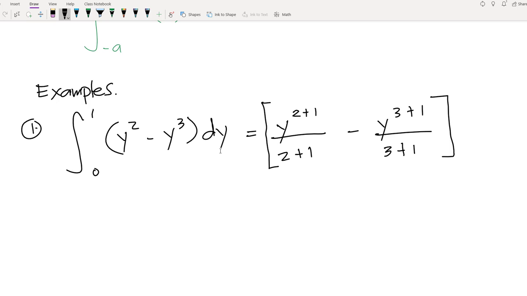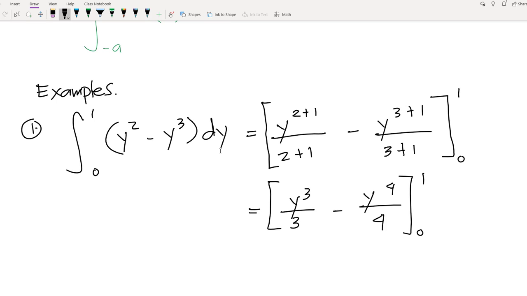same thing with the indefinite integral. It's just that we are eliminating the constant of integration. And don't forget to write the limits, that is from 0 to 1. If you simplify, this is y raised to 3 over 3 minus y raised to 4 over 4. And that is from 0 to 1.